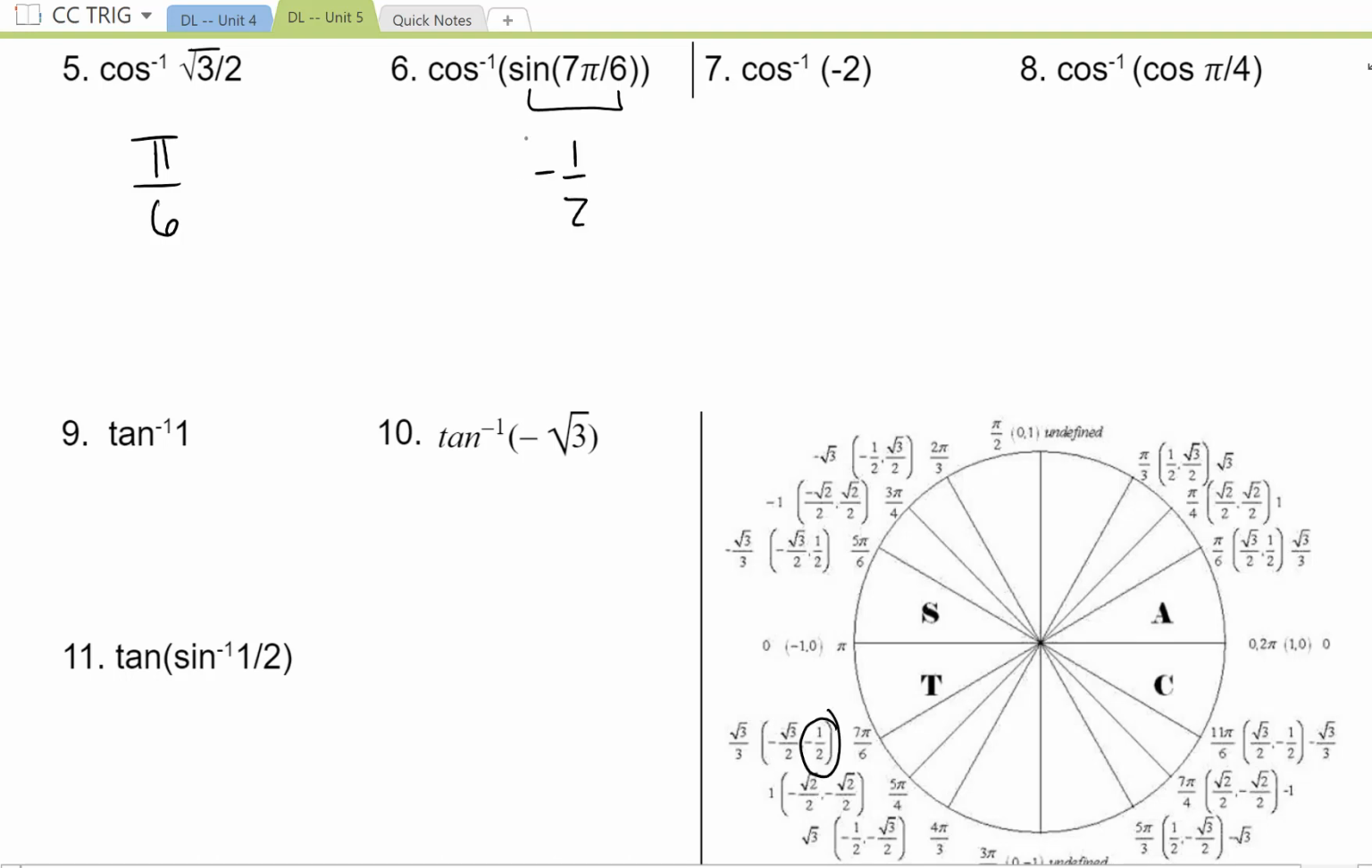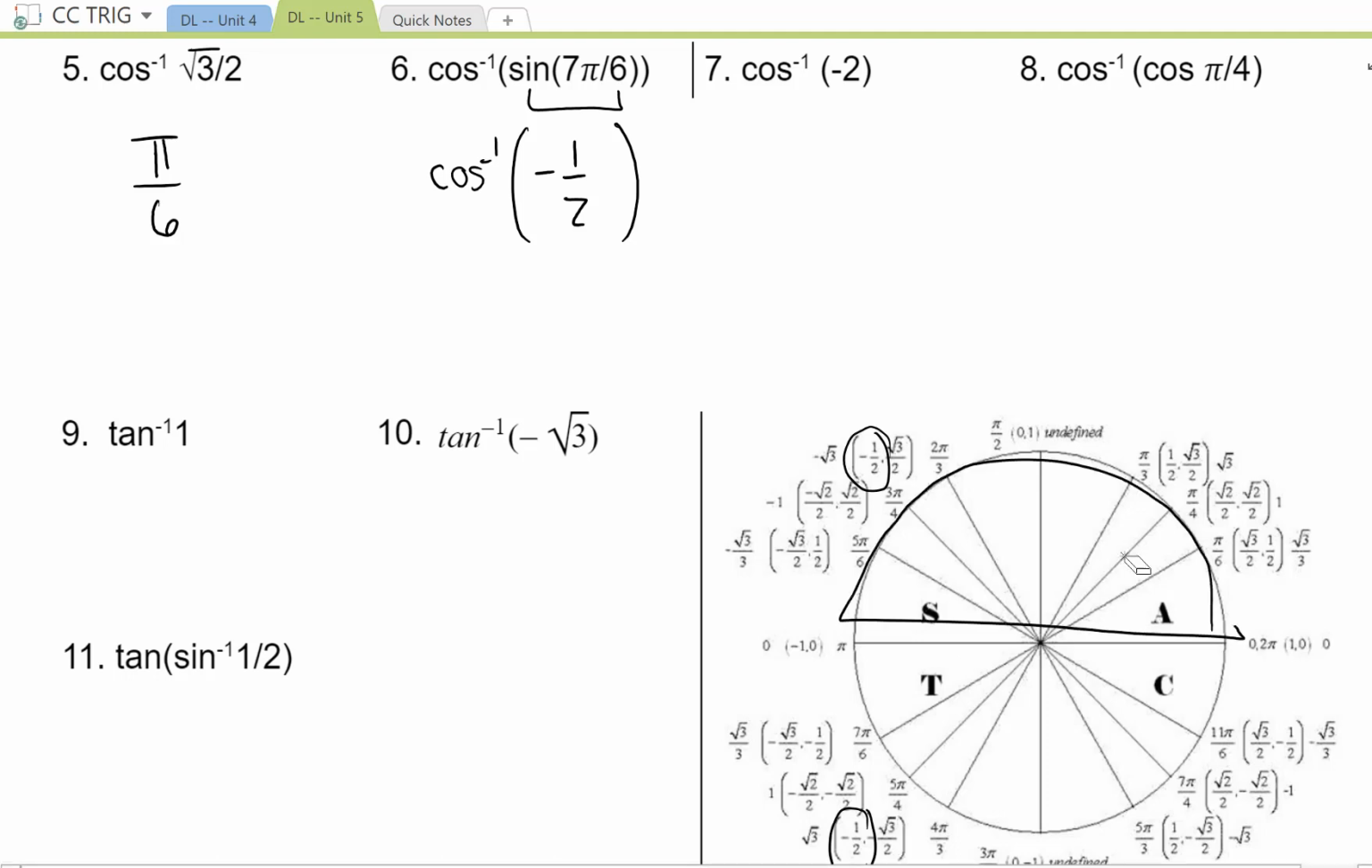Cosine inverse of negative 1/2. We're looking for the x value to be -1/2, and we're trying to find the angle. Is that 2 pi thirds and 4 pi thirds? But only one of those angles is within the restrictions for cosine. Cosine's restrictions are this upper half, so 2 pi thirds.